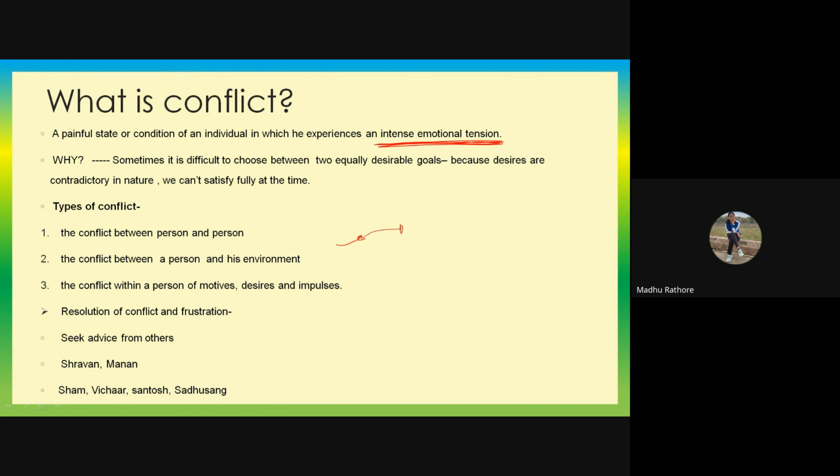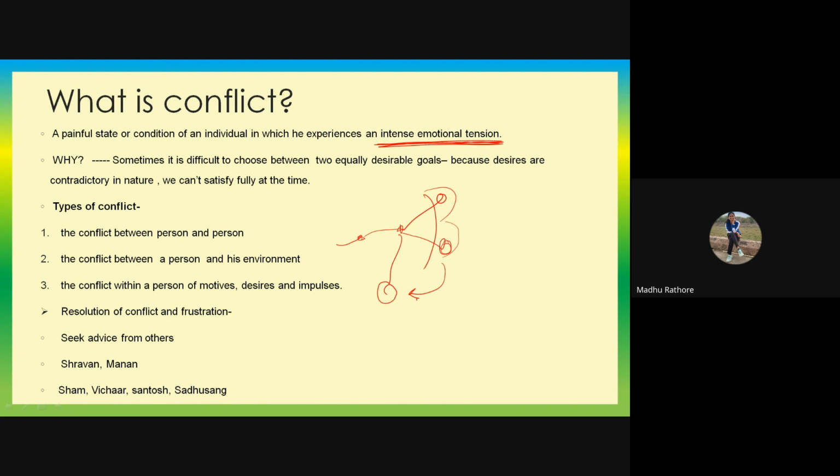When we are going to the market and we have two equally beautiful dresses in front of us, we are confused, in conflict, wondering which of the two I should take. We have trouble choosing because both are desirable and desires are contradictory in nature. Every time it is changing; maybe in a third shop we can get a more beautiful item, so our desire changes, and it results in conflict.